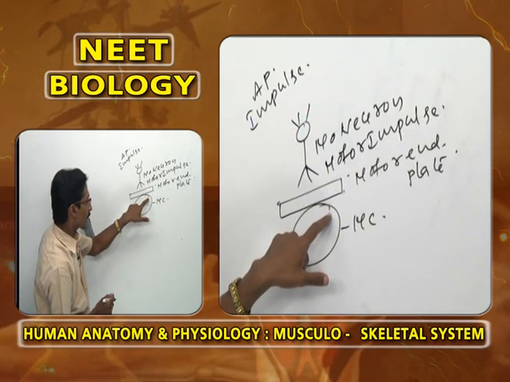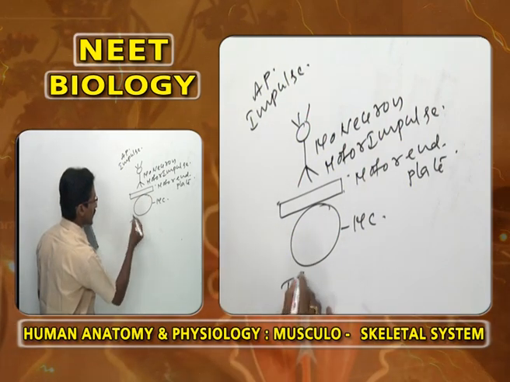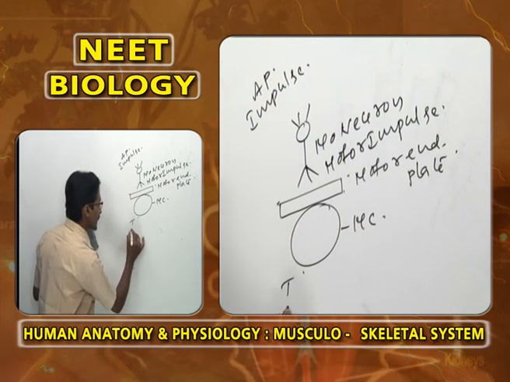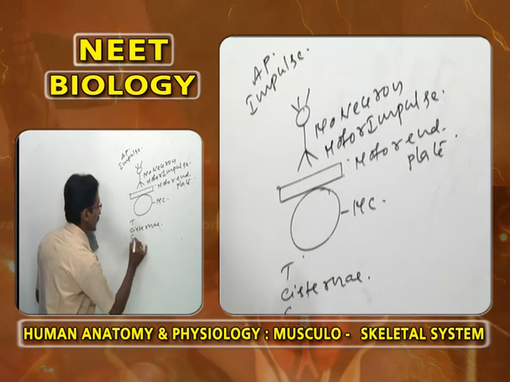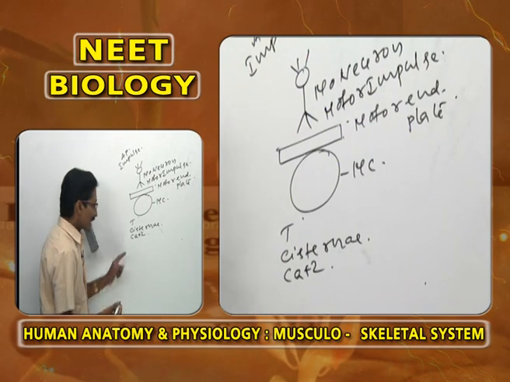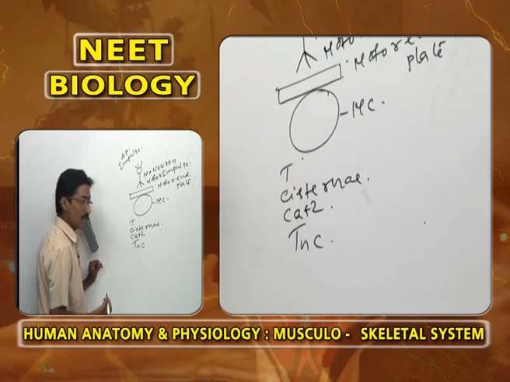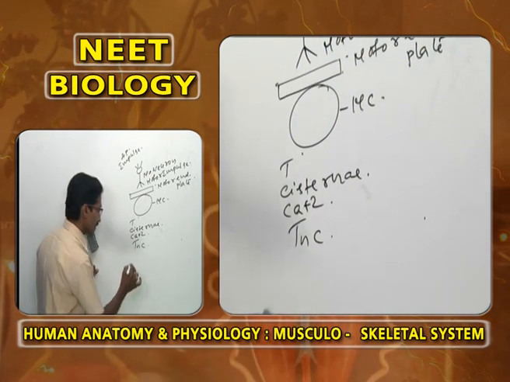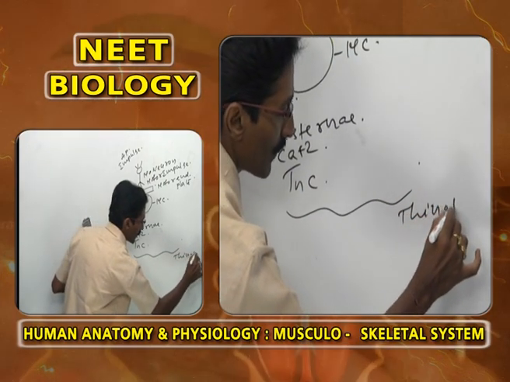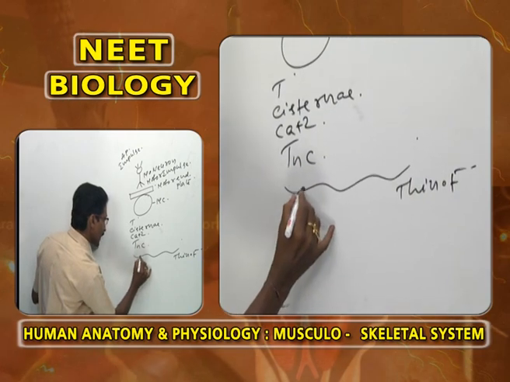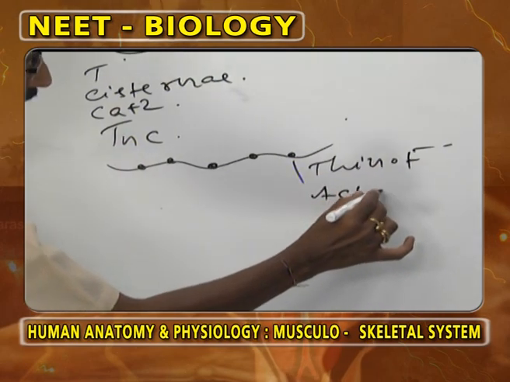Now what is excited? The sarcolemma. Then what is excited? The T-tubule. Then what is excited? The cisternae. Now what will be released? The calcium ions. The calcium ions are attached to TnC. Now because of the calcium ions, as we observe, this one we call the thin filament. On the thin filaments what are present? The active sites. These dots are called active sites.